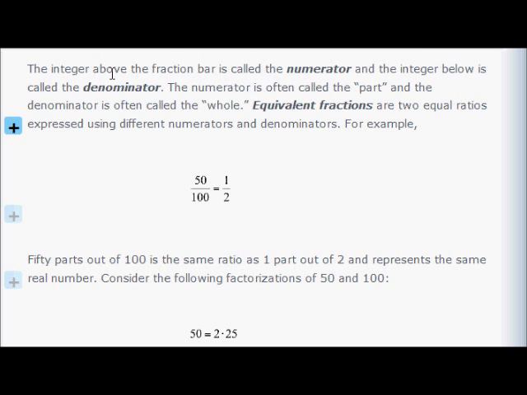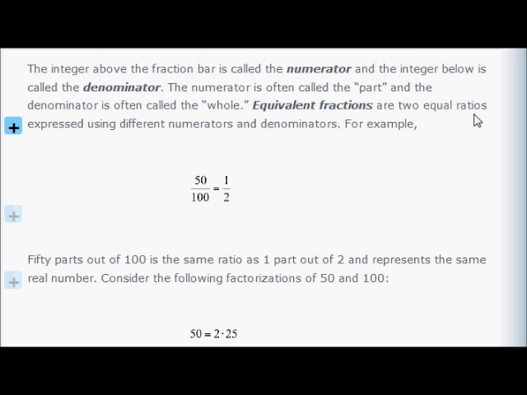Here, this is kind of simplified where it's just talking about integers. But like I just said, that's not necessarily the case. You can have much more complicated numerators and much more complicated denominators than that. But in this case, let's just consider one integer over another. The numerator is called the part, and the denominator is called the whole.